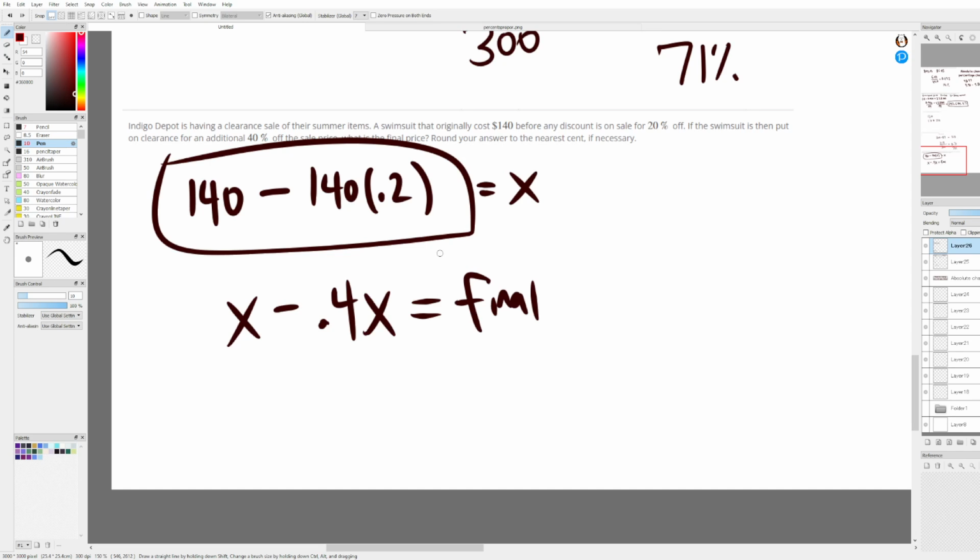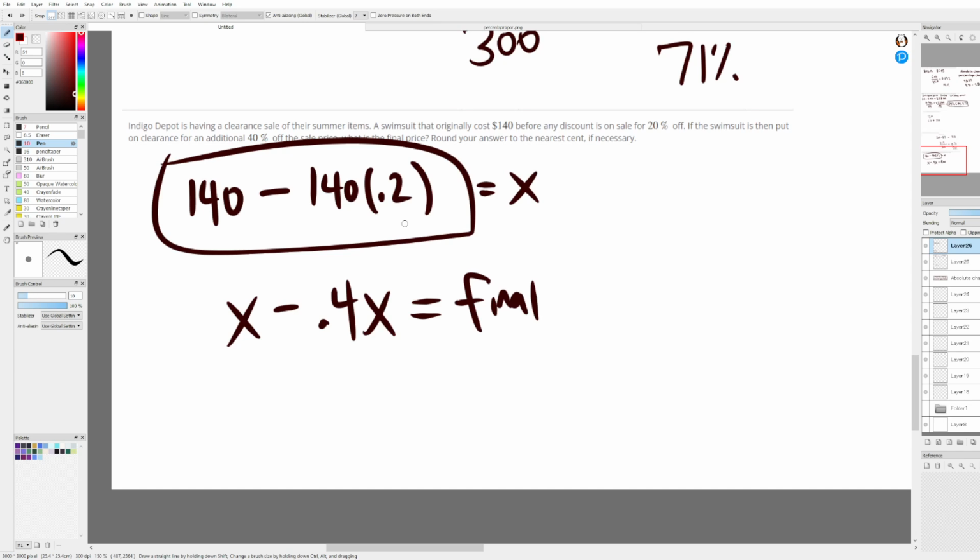We don't do 140 minus 140 times 0.2, and then plus the 40%, or like the 0.2 plus 40, 60. We don't take a 60% discount off, because 20% of 140 is going to be different from 20% of a different number. So if we do the 60% off of the 140, it's going to be a little bit different.